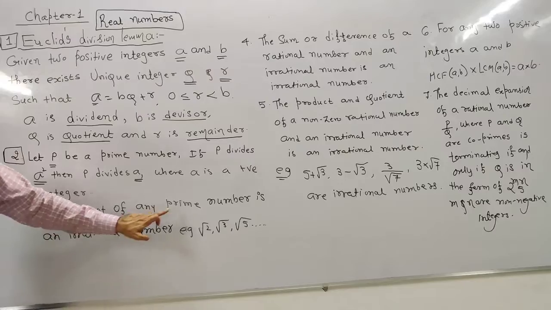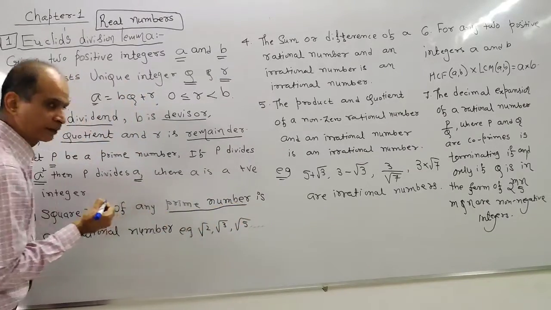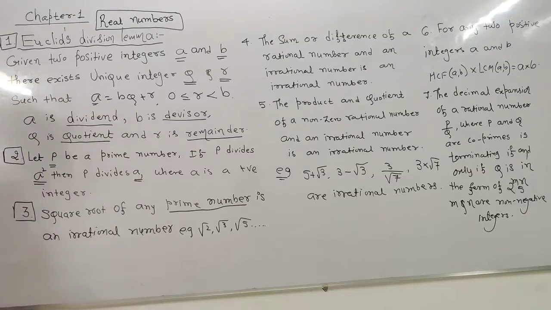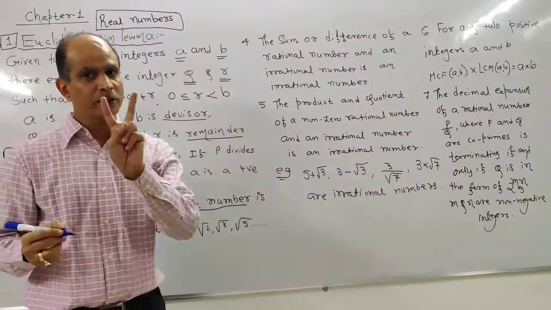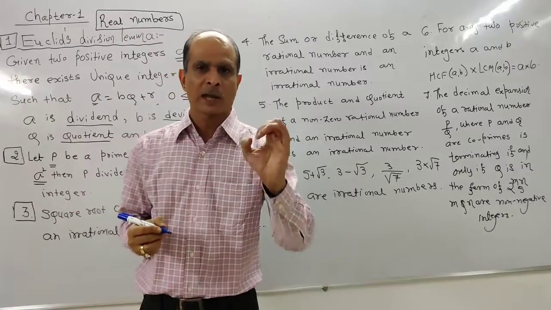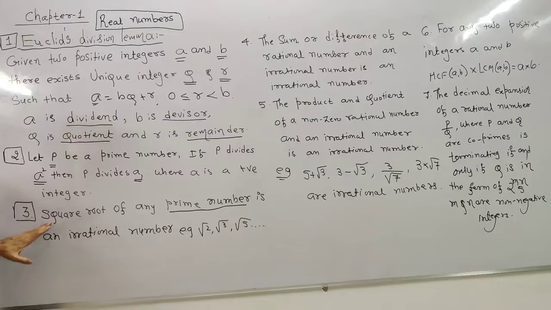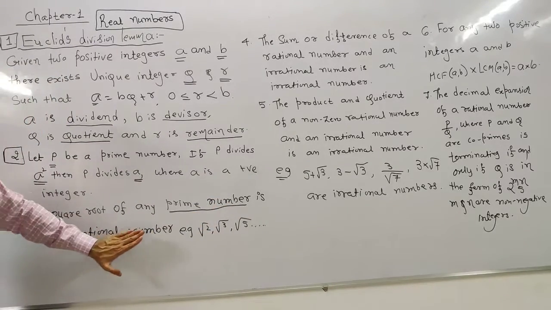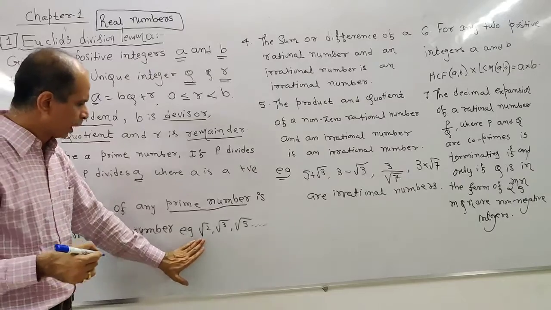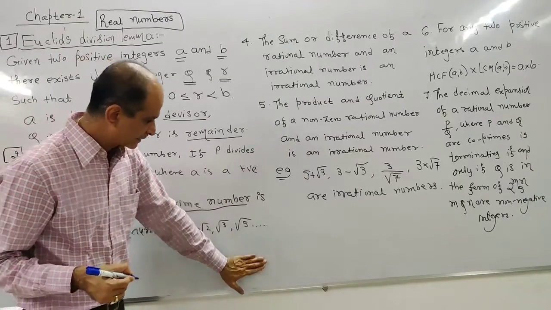Square root of any prime number. You know what a prime number is? 2, 3, 5, 7, 11, 13. A number which has only two factors, 1 and the number itself, is known as a prime number. So, the square root of any prime number is an irrational number. For example, under root 2, under root 3, under root 5, etc.